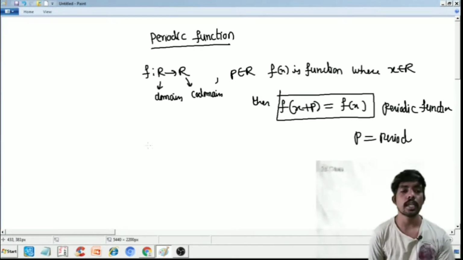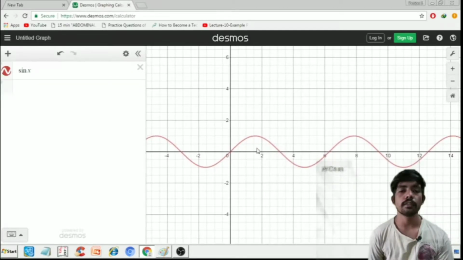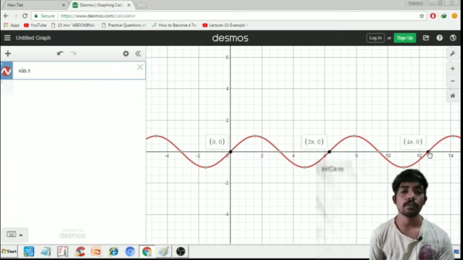Now let us consider the period of sin x. The period of sin x is 2 pi. Let me show with the help of a diagram. Here we have 0, pi and 2 pi. One complete cycle is from 0 to 2 pi. After completing one cycle, it repeats itself: 0 to 2 pi, and 2 pi to 4 pi, like this. 0 to 2 pi is one complete cycle, and the next 2 pi to 4 pi is again repeating.